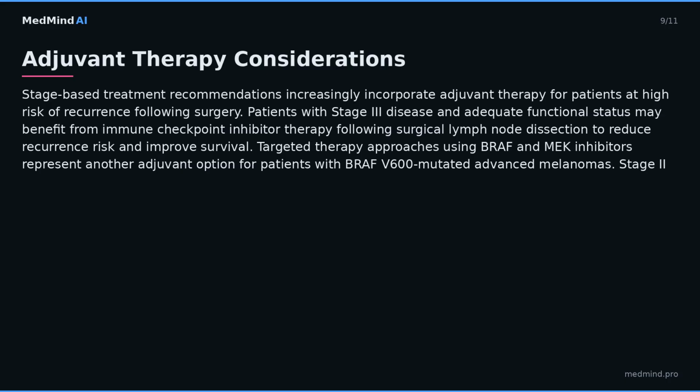Adjuvant therapy considerations. Stage-based treatment recommendations increasingly incorporate adjuvant therapy for patients at high risk of recurrence following surgery. Patients with stage 3 disease and adequate functional status may benefit from immune checkpoint inhibitor therapy following surgical lymph node dissection to reduce recurrence risk and improve survival. Targeted therapy approaches using BRAF and MEK inhibitors represent another adjuvant option for patients with BRAF V600 mutated advanced melanomas.